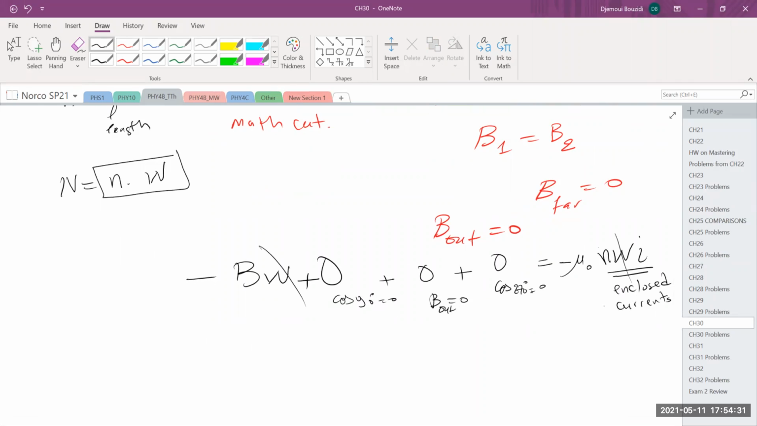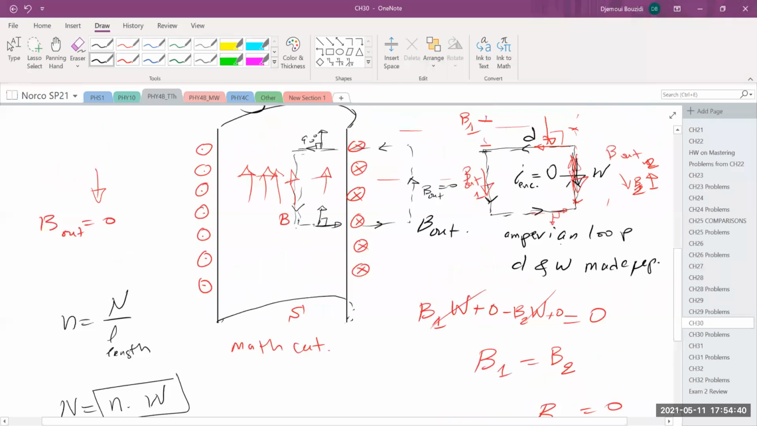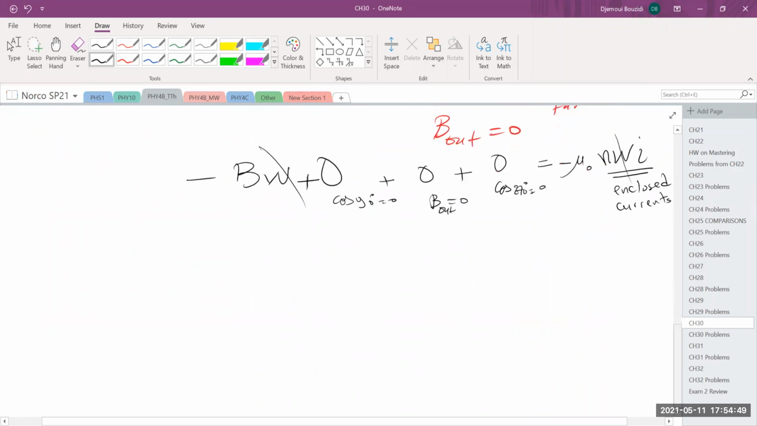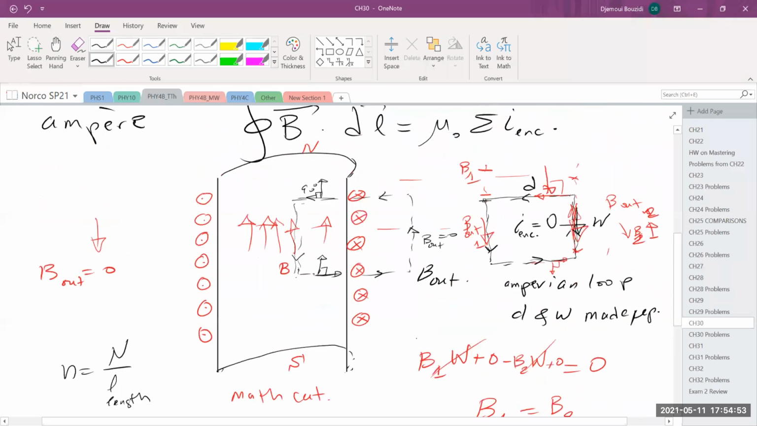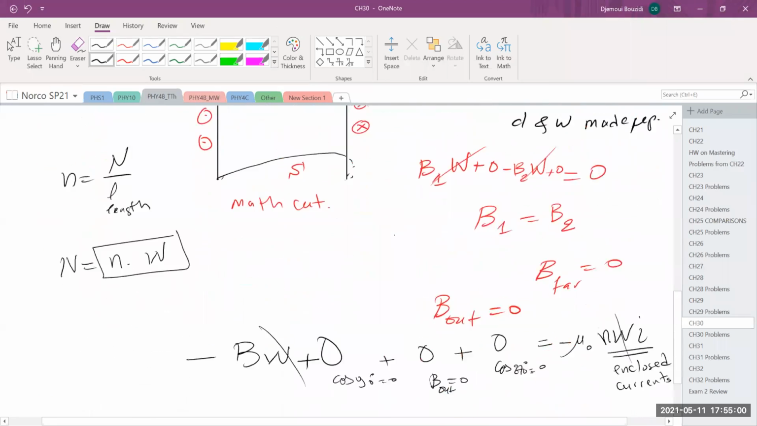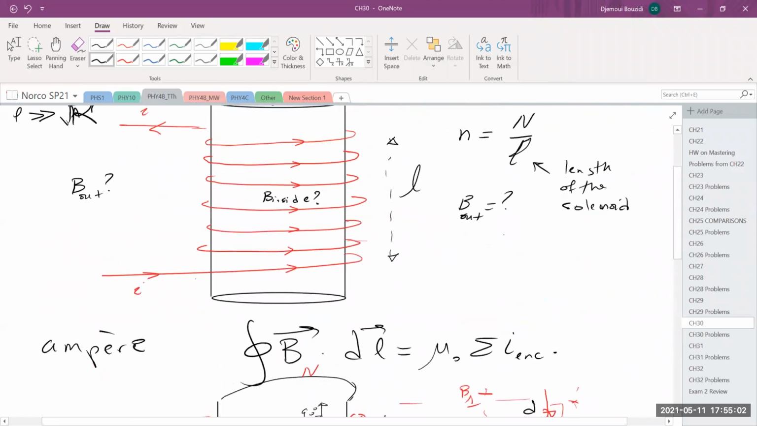But the W is not a property of the problem. W is something outside of it, it's made up. It's not real. W and that D, properties of the Amperian loop, just like the Gaussian surface, are not real. So in this case, the answer should not depend on them, and it does not. It depends on N, which is how well you wrap this wire around the solenoid, how well you pack them.